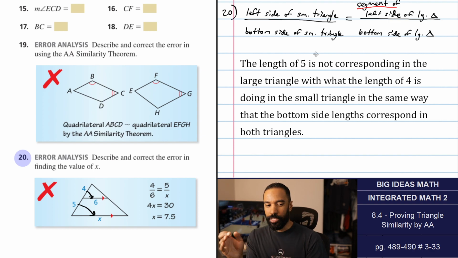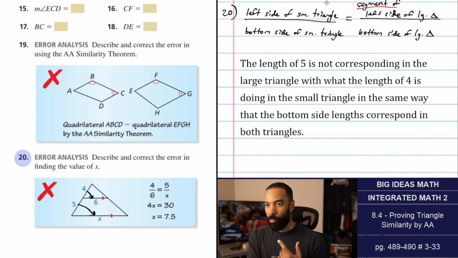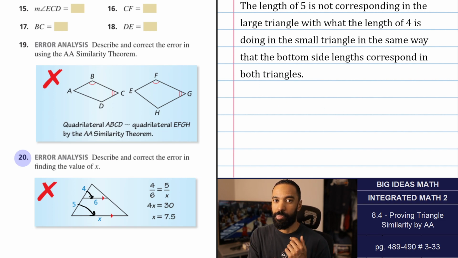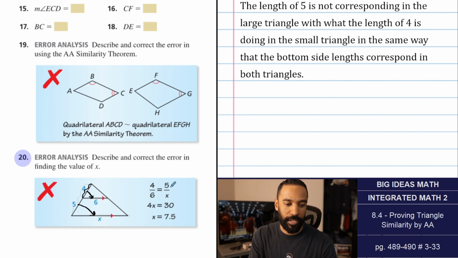But what you need to do, and I'm spending way longer on this problem than I need to, you probably already understood what you need to do. What you need to do to correct this is you need to not use 5, but 4 plus 5. You need to do the whole part of the small to the whole part of the big, because here's the bottom part of the small and the bottom part of the big.